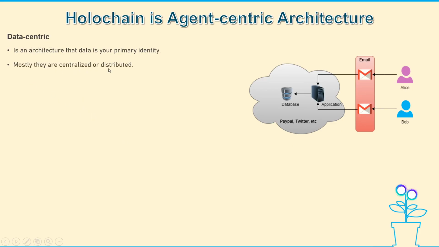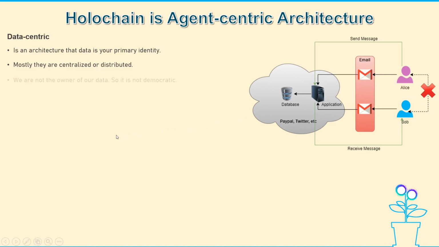Mostly they are centralized or distributed. Look at this photo again. If Alice wants to send a message to Bob, the message at first should go and be saved inside some servers and databases, and then it will be delivered to Bob. As a matter of fact, Alice cannot contact Bob directly.